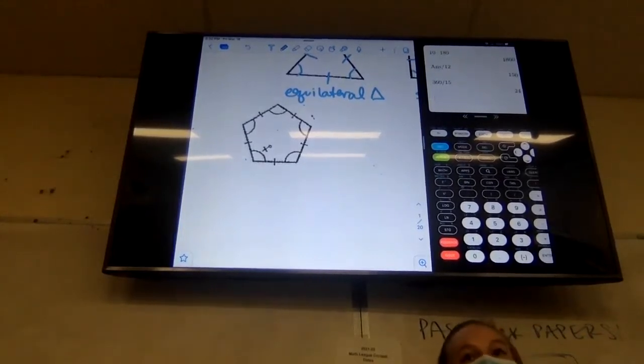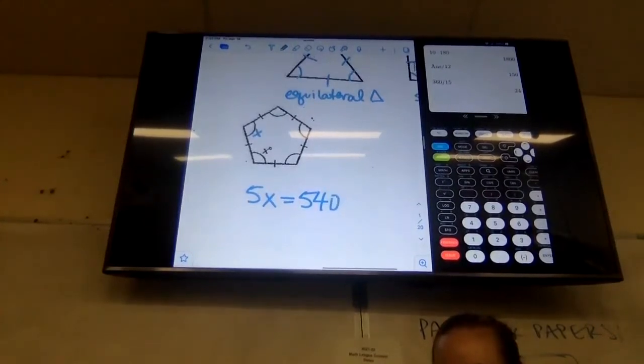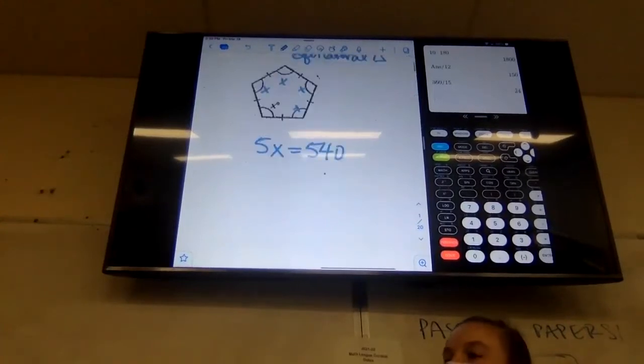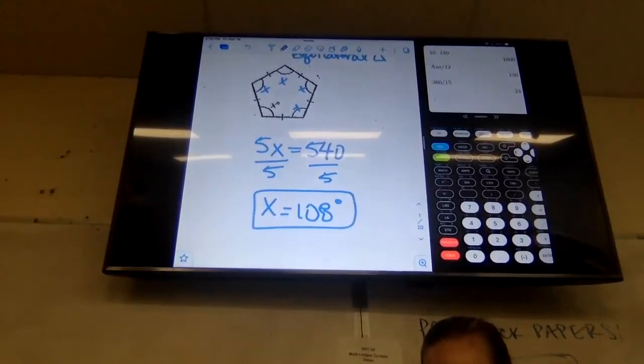All right. So how do I set this one up? Can you do 5 times x equals 540? Yep. Why'd you use 540? 5 sides. The 5 comes from how many x's I have. All of those angles are the same, so x and x and x. 108. Very good.